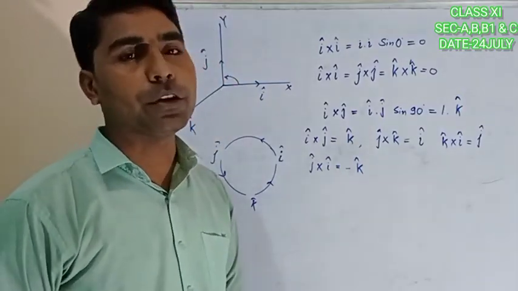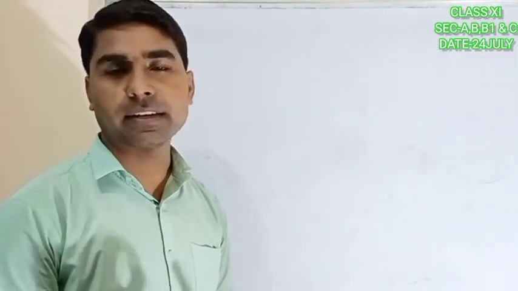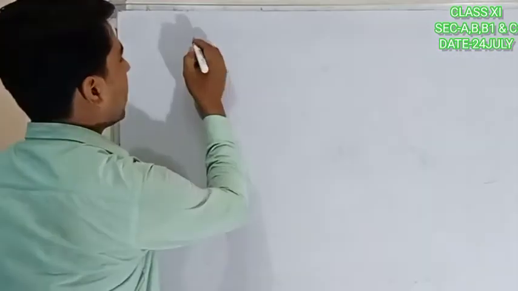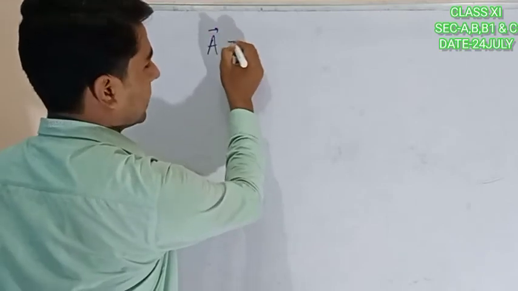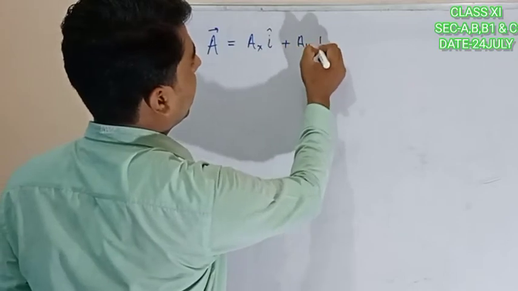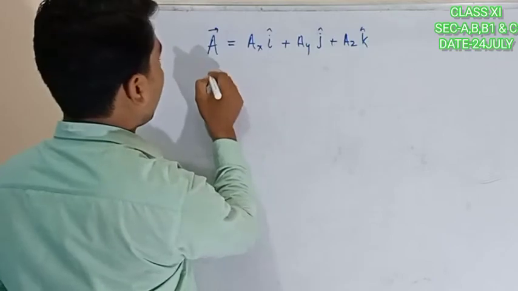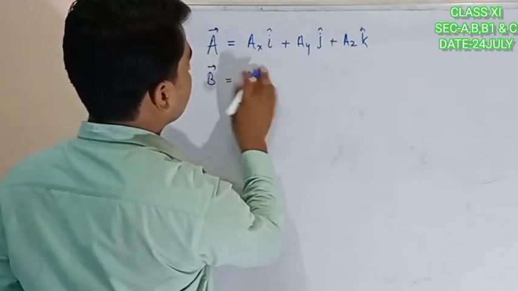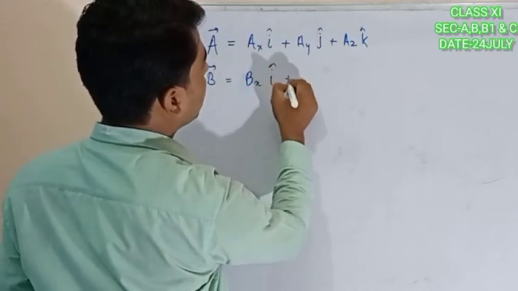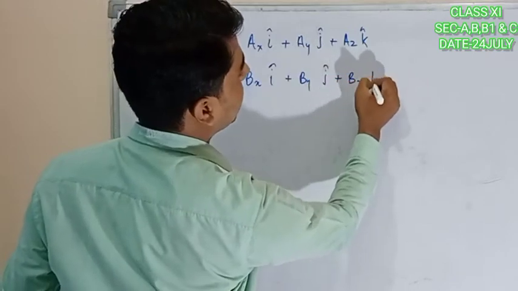Now if we are going to multiply the two vectors, then in the dot product we had taken the two vectors a and b with orthogonal vector components also. So I am giving the same: vector a, consider, ax i cap plus ay j cap plus az k cap. Vector b, bx i cap plus by j cap plus bz k cap.